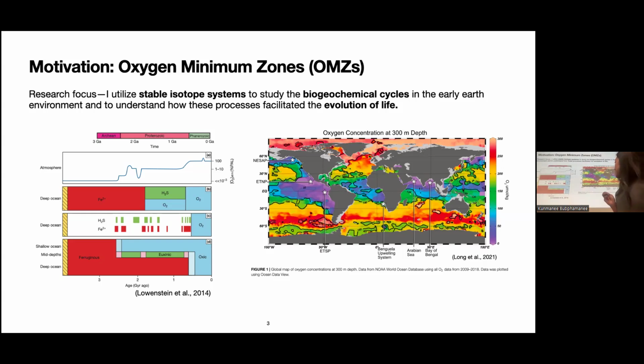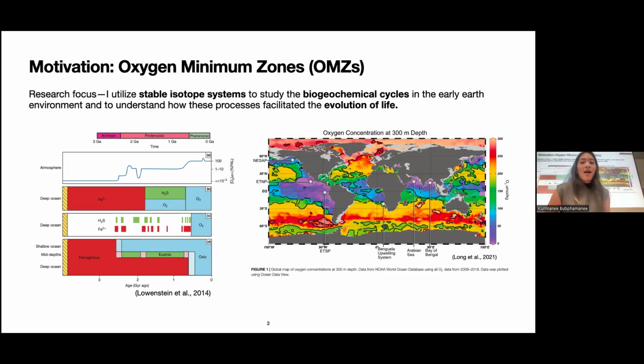And here is the global map of oxygen concentration at 300-meter depth, which I'll just call mid-depth from now on. You can see that the red color depicts the areas with high oxygen concentration, and the purple depicts the regions where oxygen is low. These areas are classified as OMZs, oxygen minimum zones, and they are concentrated around the equator, along the western side of the continents.